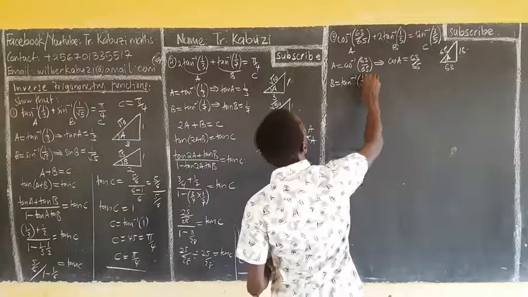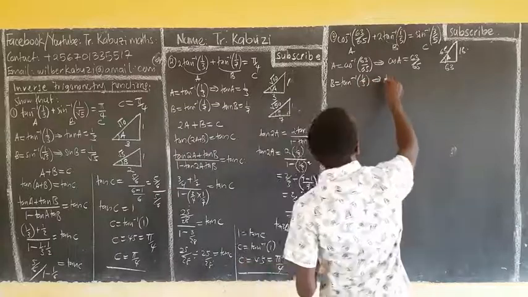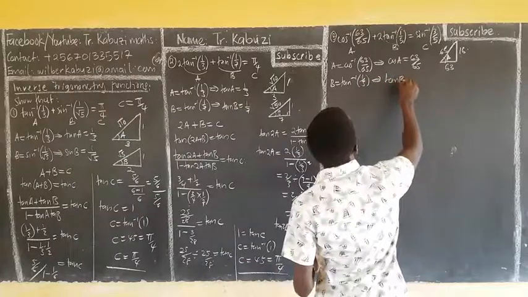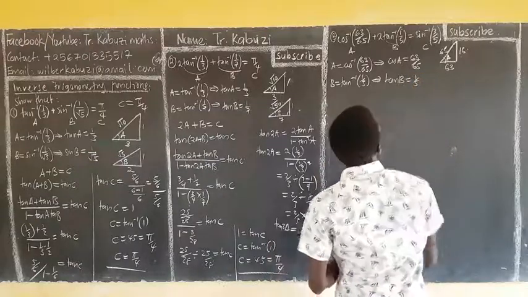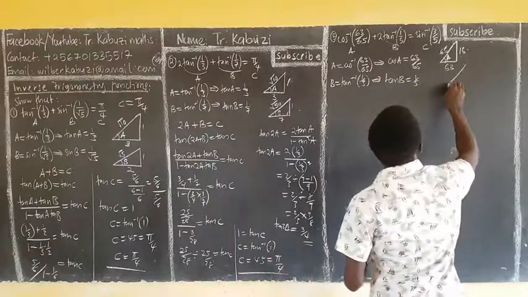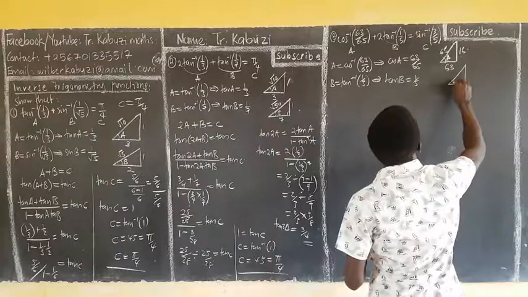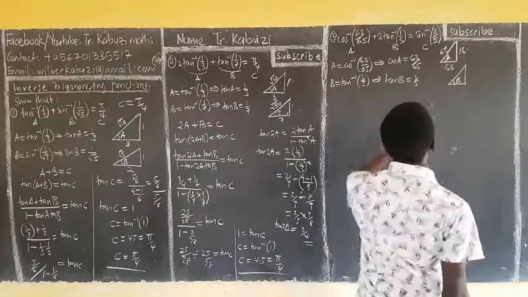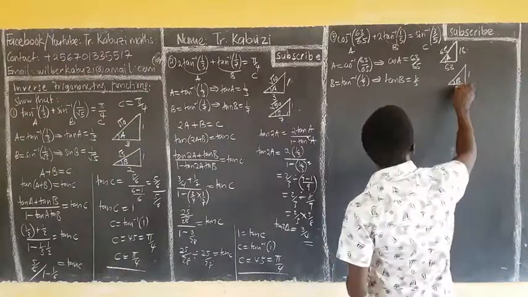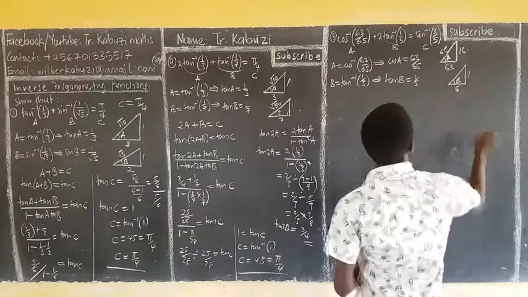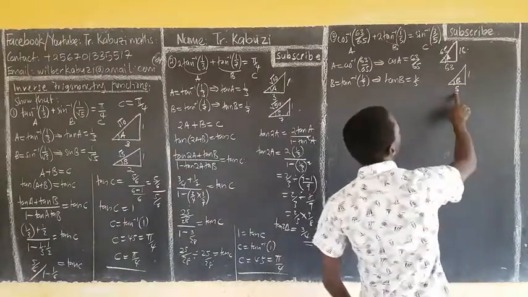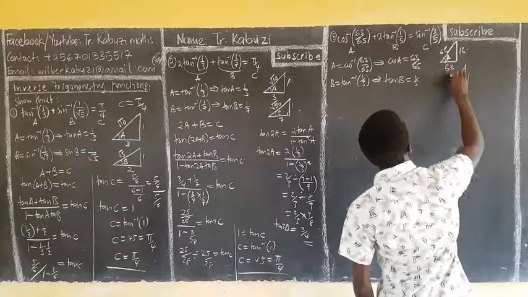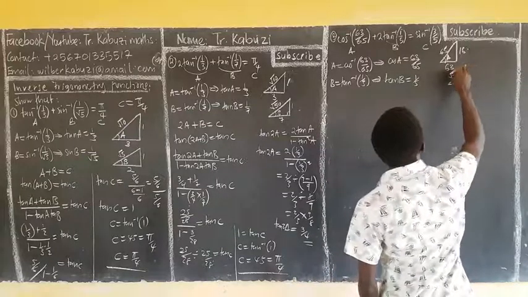1 over 5, implying that our tan B is 1 over 5. Immediately, draw our right angle triangle there. This is B. This is going to be opposite over adjacent. Now, this one will give us 25 plus 1, which will give us root 26.